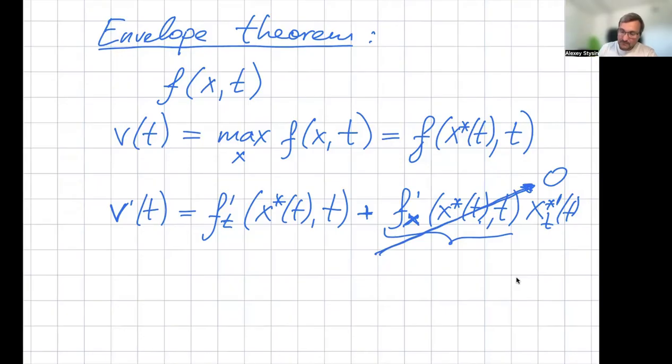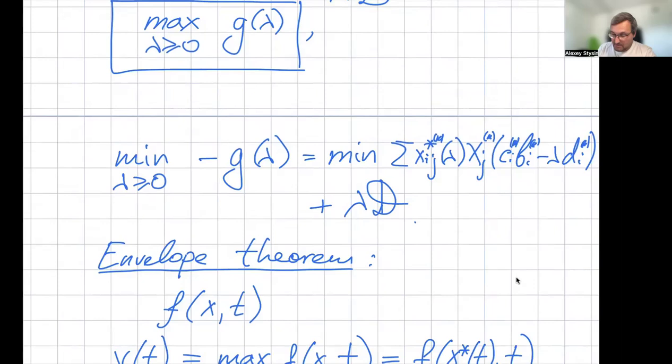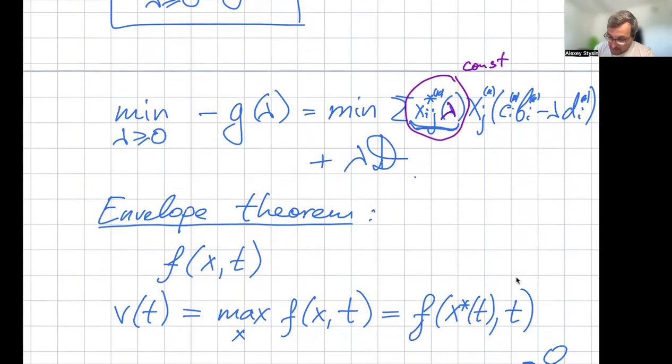So how are we going to use this theorem for our particular optimization problem here? Well, we want to minimize the minus g of lambda with respect to lambda. How are we going to do it? We need to take the derivative with respect to lambda, and we are going to essentially assume that these optimization variables, which depend on the lambdas, are constants when taking the derivatives. We don't need to think about them. This is the consequence of the envelope theorem. So let's take the derivative.